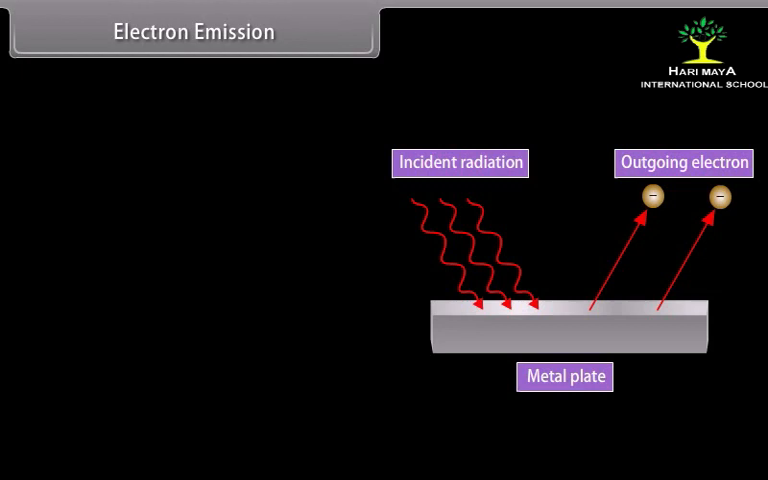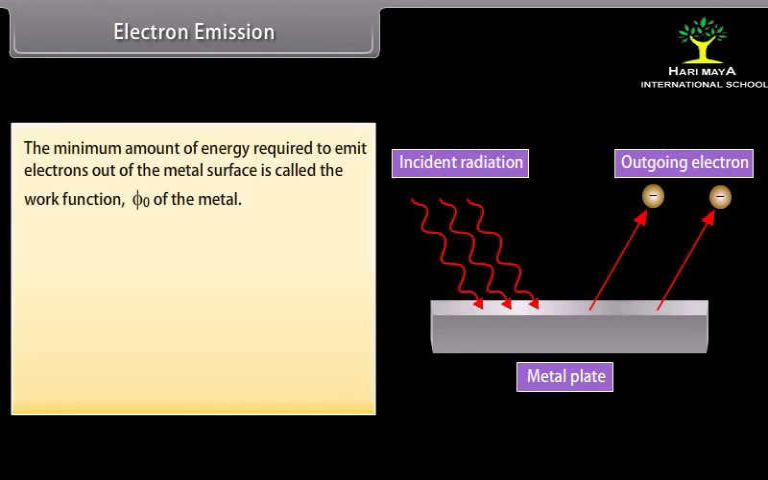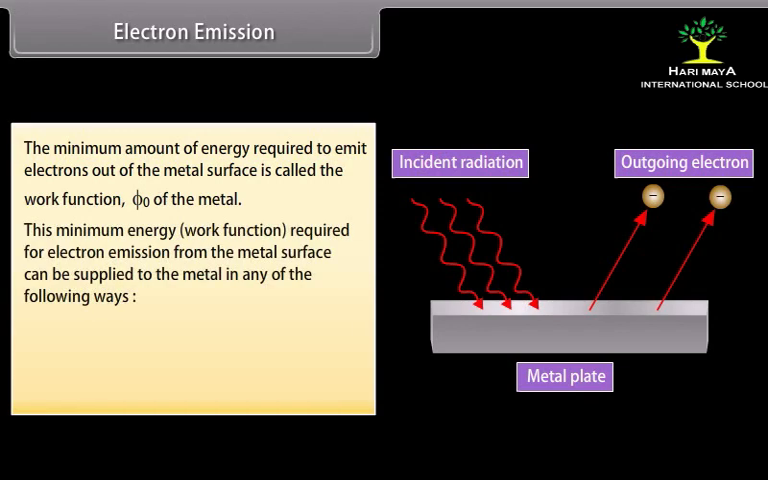on their own. These electrons are held inside the metal surface by the attraction of the ions and of surface forces. Thus, these electrons require a certain amount of energy in order to come out of the metal surface. The minimum amount of energy required to emit electrons out of the metal surface is called the work function, phi0, of the metal. This minimum energy can be supplied to the metal in any of the following ways.